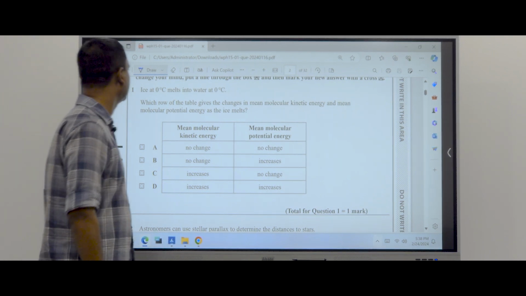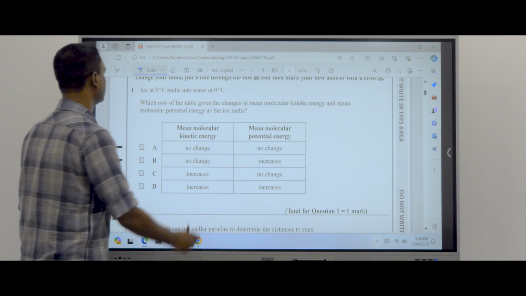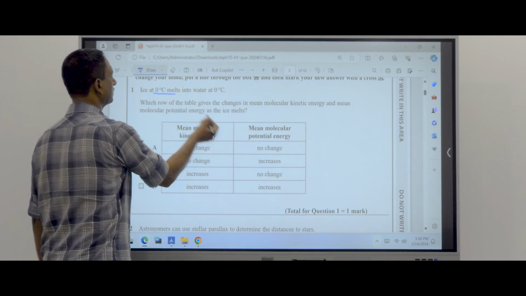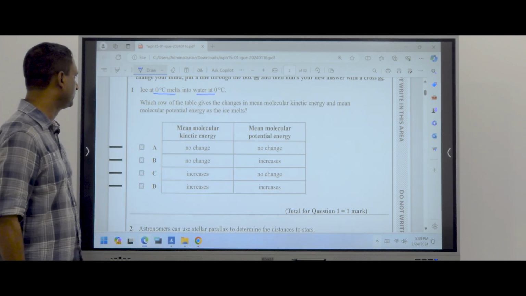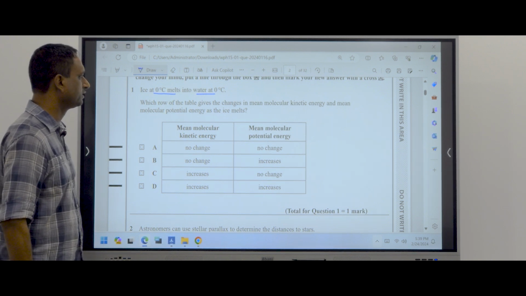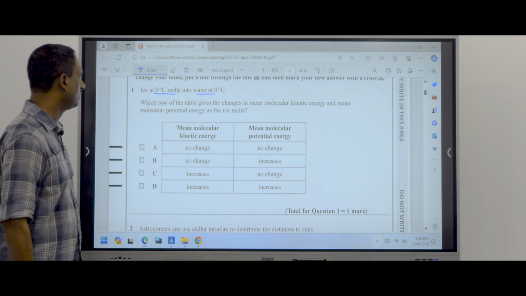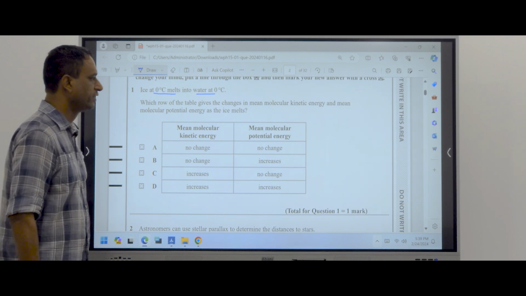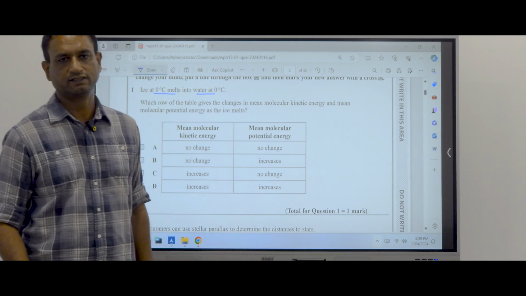Question number 1. Ice at 0 degrees melts into water. Changing state happens here. Which row of the table gives the changes in mean molecular kinetic energy and mean molecular potential energy? When the temperature remains constant, no change in kinetic energy.